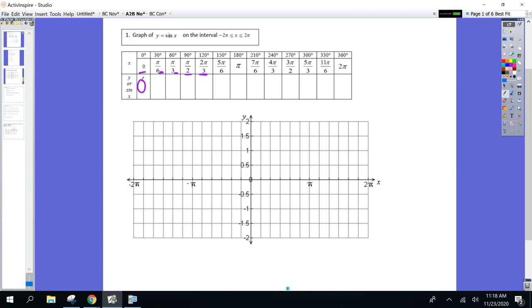And we're going to keep going all the way down, but don't put in the degrees. Remember, put in the radians, because that's what we're working with. So next one, sine of pi over 6 gives you what? 0.5, or I'm just going to write in the fraction, 1/2, right?